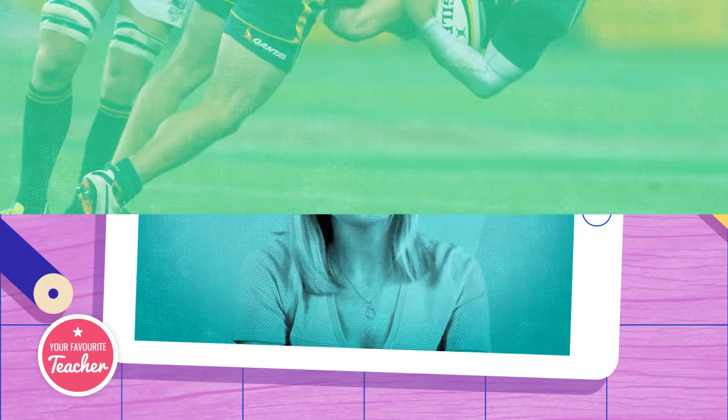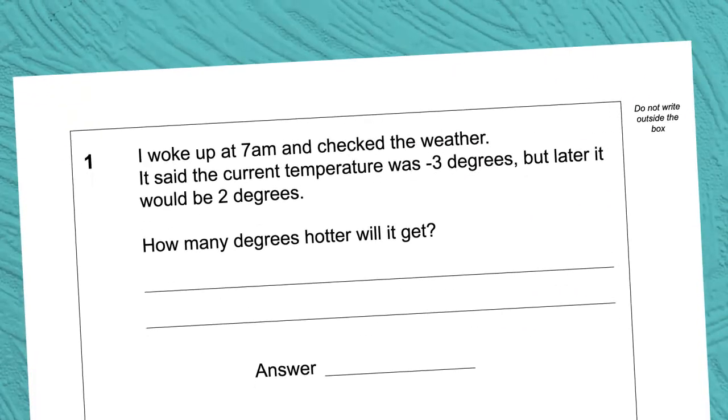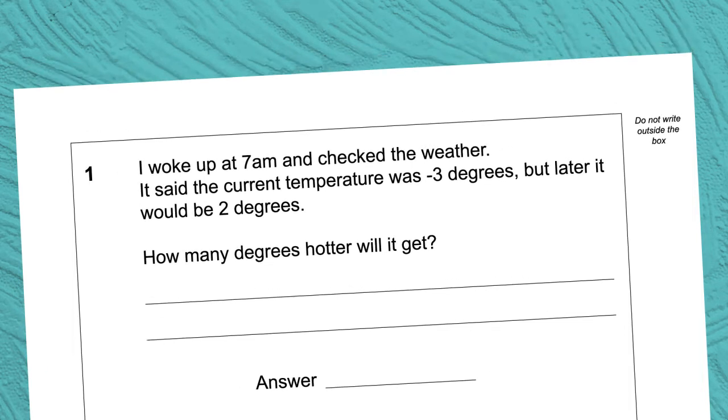All right, we'll go through a couple of example questions here together and then you can tackle the quiz for this lesson. Number 1. I woke up at 7 a.m. and checked the weather. It said the current temperature was minus 3 degrees, but later it would be 2 degrees. How many degrees hotter will it get?